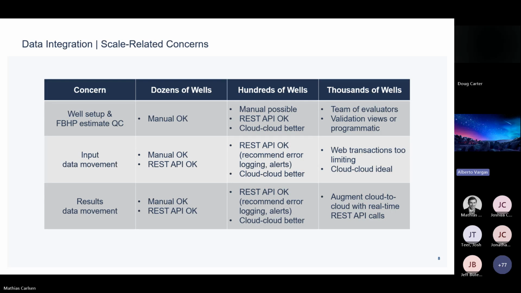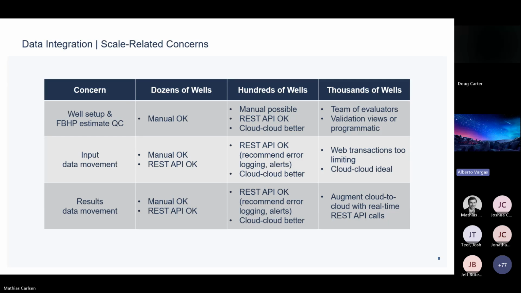A couple of my slides are a bit overladen with text here, but the main thing is that some of these tasks that you're familiar with are pretty okay to do manually, like QCing the wellbore setup and the flowing bottom hole pressure estimates. As you scale to hundreds of wells instead of a handful or a few dozen, you're very likely to wish that you had used at least the REST API and automated some of these things, so that instead of clicking through individual wells, you're looking at tables that you can very quickly search for outliers and anomalies.